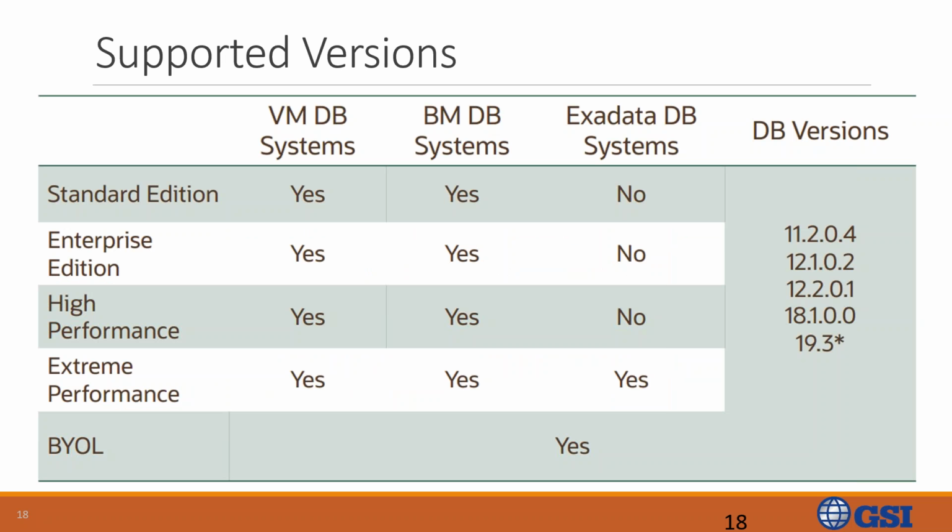All right. Now here's the versions that they support. You can do obviously standard edition. It goes all the way back to 11.2.0.4 right now, and this is as of November, is the information I have. The reason they're doing that is because there's a ton of people still on 11.2.0.4, and there's a lot of people in the cloud on that version. But you can go all the way up to 19.3.